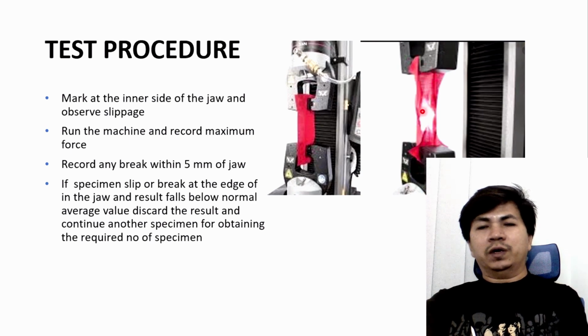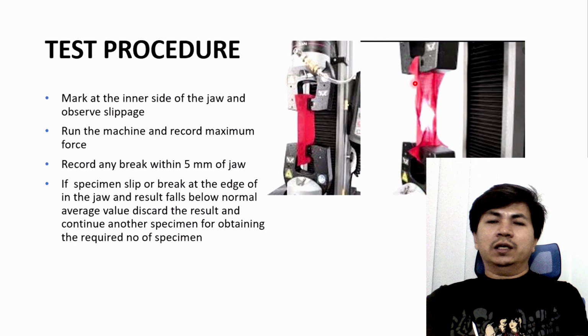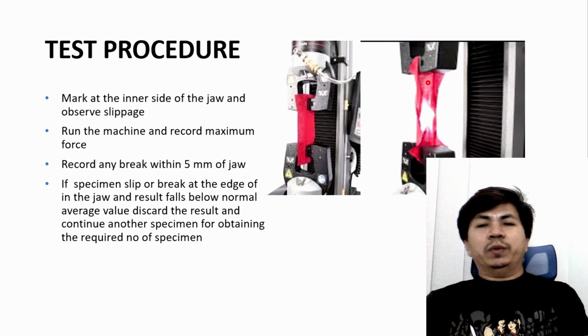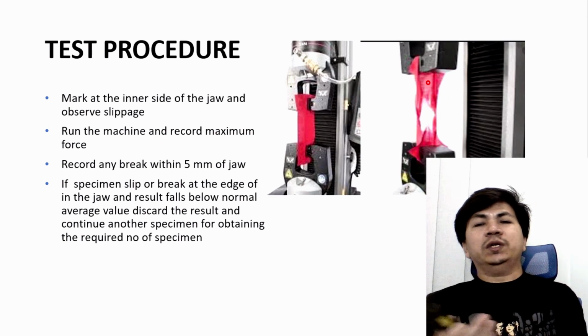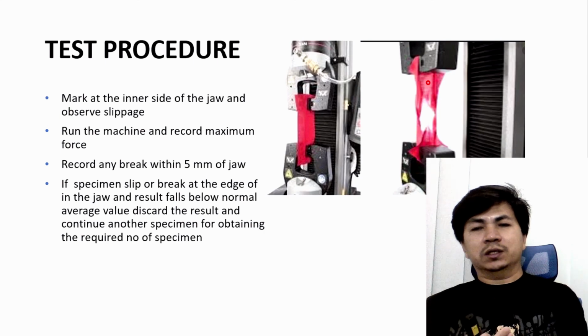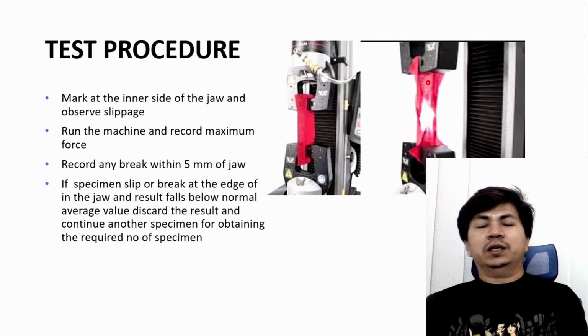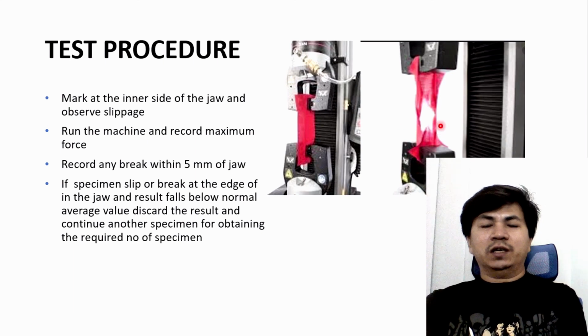That means 5 warp results, 5 weft results. So we should see the average of the 5 warp results. And if we had any jaw-break specimen and that result is lower than the average result, then it should be discarded. The specimen should be discarded, and another specimen should be cut and tested to make 5 specimens here. So the test procedure is also done.